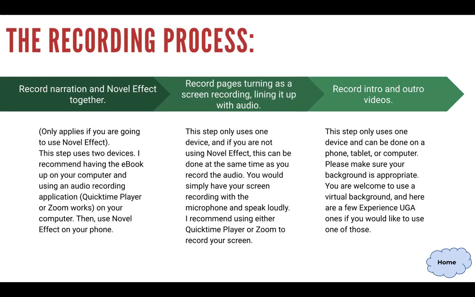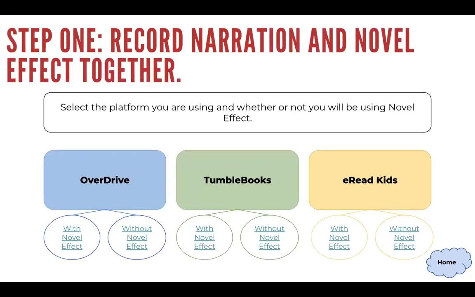And use Novel Effect on your phone while doing it. Then you save that as an audio file and you play the audio file back. And while you're listening to it, which I hate listening to my own voice, but you just gotta power through, you record the pages turning with the screen recording and you line it up with the audio. And then you record intro and outro videos. And then for the editing process, you combine it all. So for step one, you record the narration and the Novel Effect together.